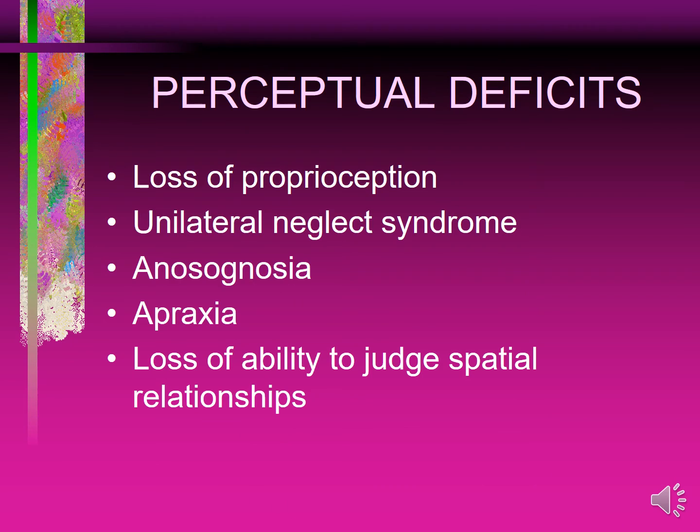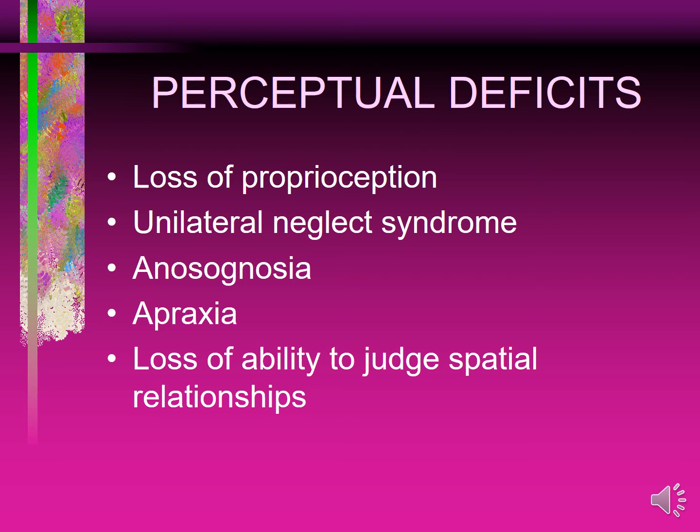Perceptual deficits can also be very dangerous for the patient because they can be at risk for injury. Loss of proprioception. Proprioception is the ability to identify where you're at in relationship to your environment. So you could end up standing next to something very, very hot or something very cold.